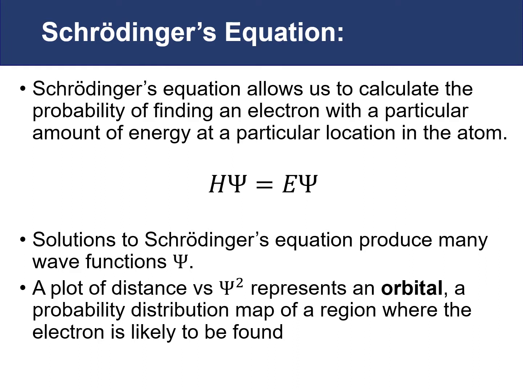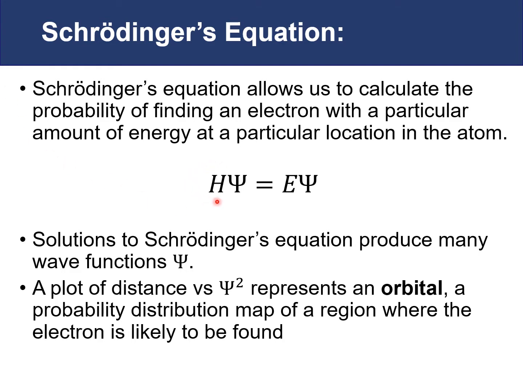Instead, what we now have is a probabilistic or an indeterminate description of the position of electrons, which is given by the Schrödinger wave equation. The Schrödinger equation allows us to calculate the probability of finding an electron with a particular amount of energy at a particular location in the atom.